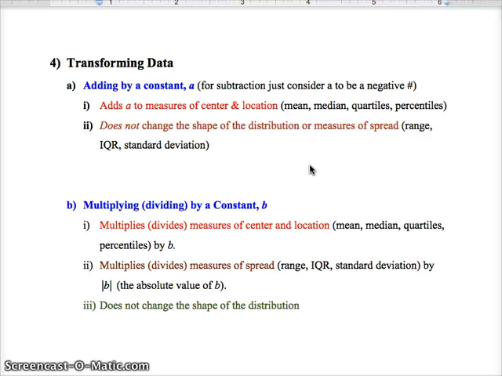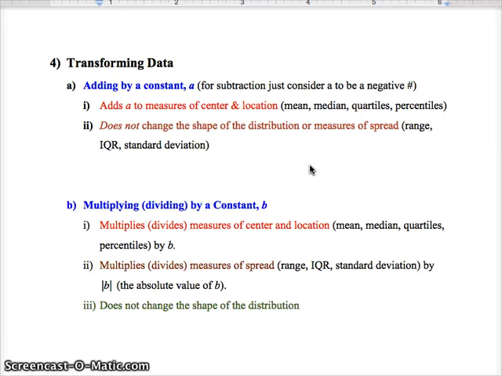Now, because it moves though, it doesn't change the shape of the distribution or measures of spread. So the maximum and the minimum are just as far away from each other. You added 2 to Q3 and 2 to Q1, so the IQR stays the same. The standard deviation is the same because you added to the mean and all the values got added. So adding or subtracting changes measures of center and location. Does not change the shape of the distribution or measures of spread.